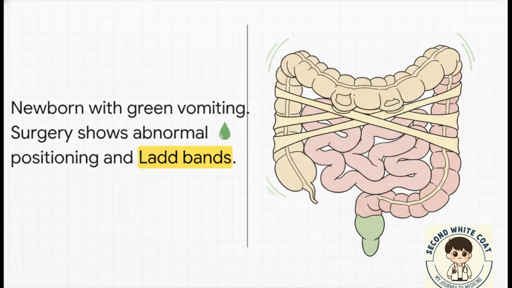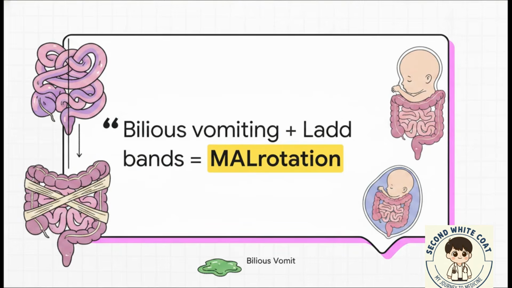Now contrast that with this scenario. A newborn develops green, bilious vomiting and a terribly distended abdomen. They're rushed to surgery and the surgeon finds abnormal intestinal positioning along with these tight, fibrous structures called Ladd bands, extending from the cecum and crossing right over the duodenum. The crucial point here is this high-yield formula. Bilious vomiting plus Ladd bands equals malrotation.